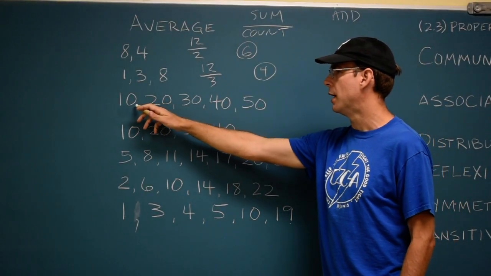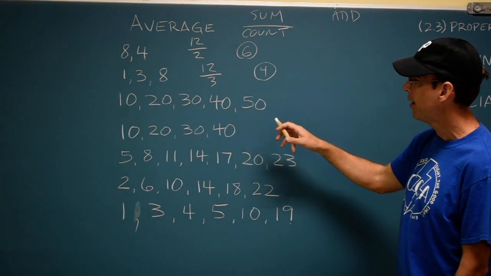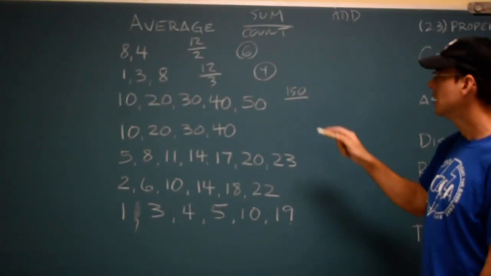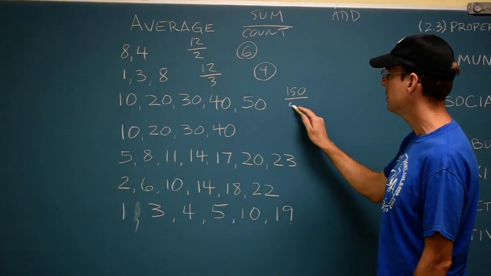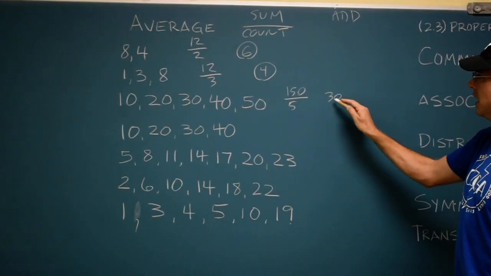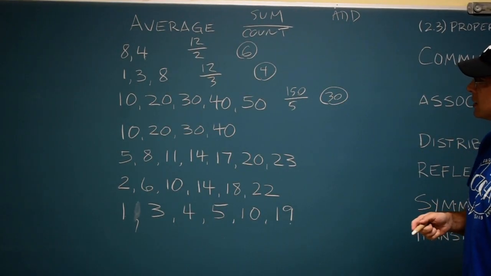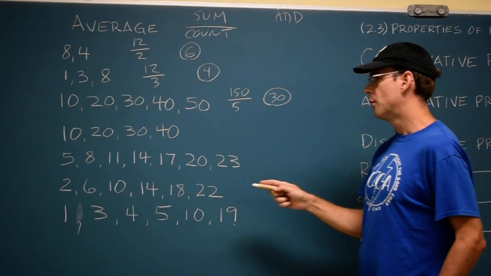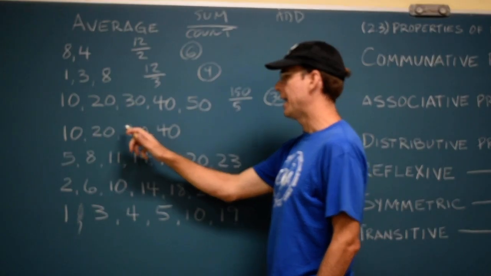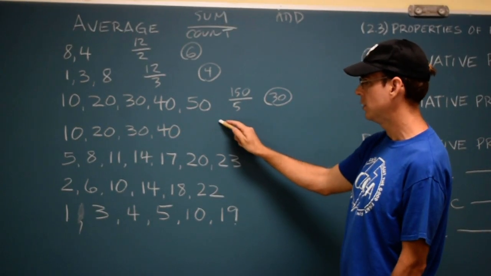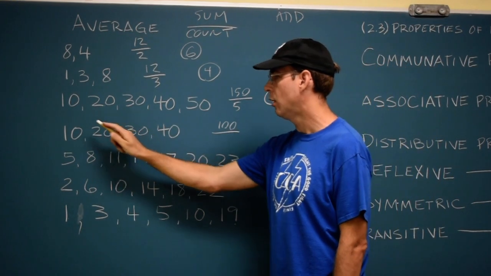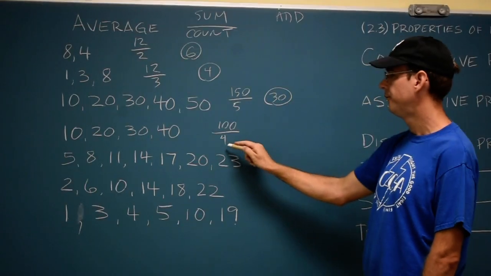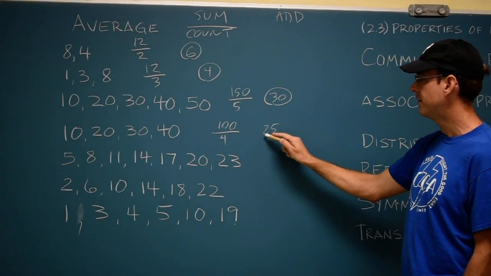For this, we'd want to add up all those numbers. If you add that right, you'll get 150. And then we would divide by 1, 2, 3, 4, 5 numbers. That should give us 30. For this one, we can add, and we get 100 divided by a count, 1, 2, 3, 4 of them. That would give me a 25.